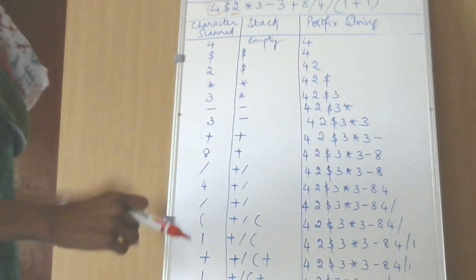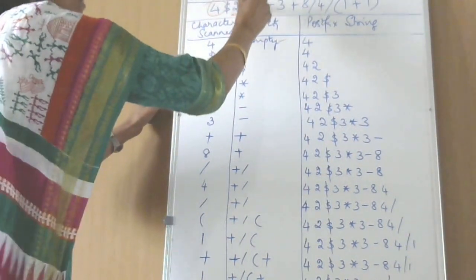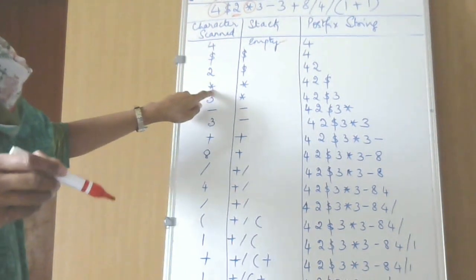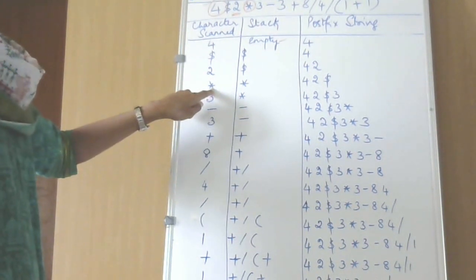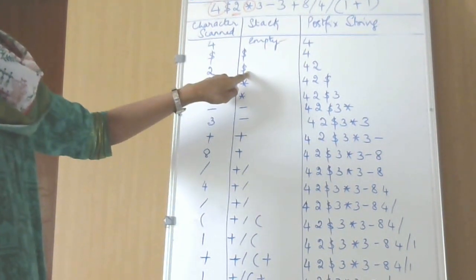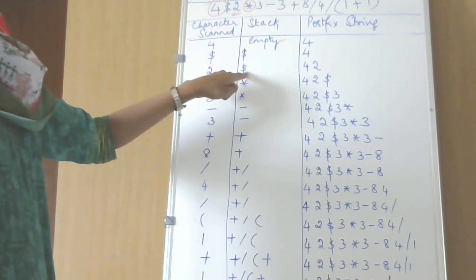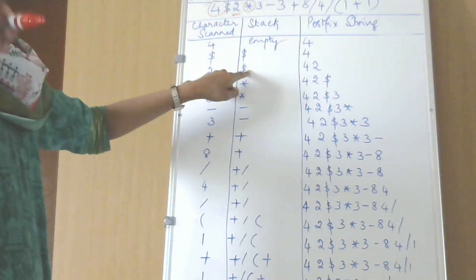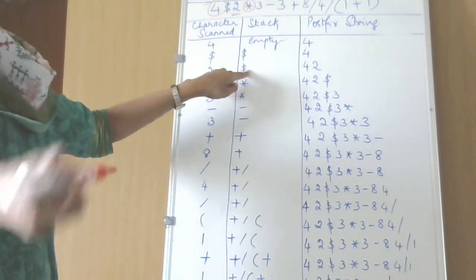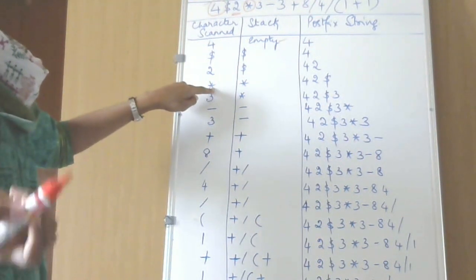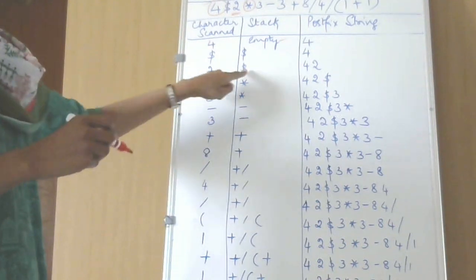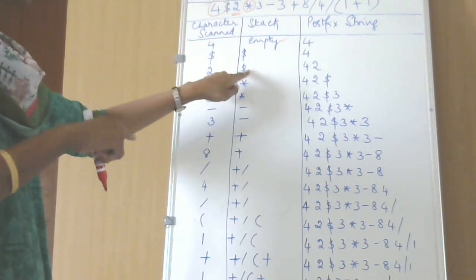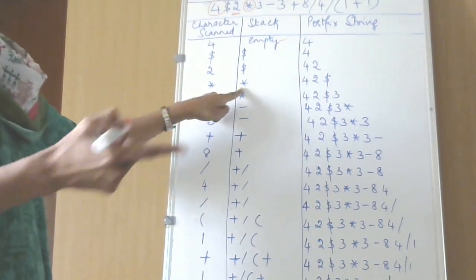Stop that. Next character we are bringing in is a star. Now, star has a lower priority compared to your dollar. Dollar, as I said just now, has the highest priority. So whenever the stack contains an operator of a higher priority than the one which is scanned currently, what we have to do is pop the operator out and then push this operator in.